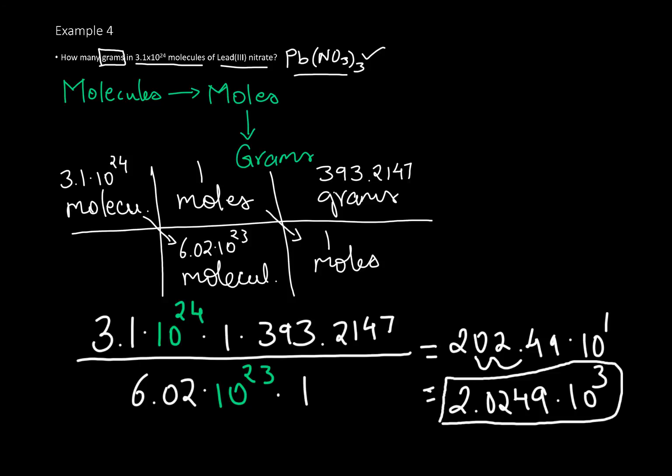And this is your final answer. You have 2.0249 times 10 to the third grams worth of lead nitrate when you have these many molecules of lead(II) nitrate.